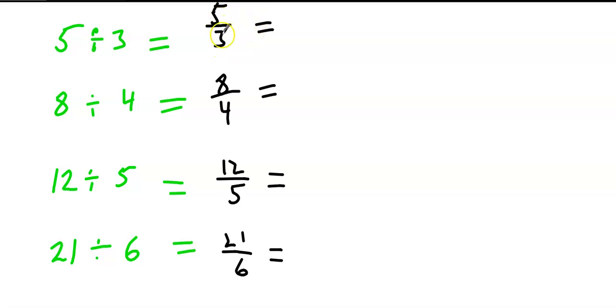So let's divide now. 5 divided by 3. 3 can go into 5 once. Remainder is 2. Your denominator stays the same as 3. 8 divided by 4. 4 goes into 8 2 times. Any remainders? This one, no. So the answer is just 2. 5 goes into 12 2 times. Remainder is 2. We keep that denominator as 5.